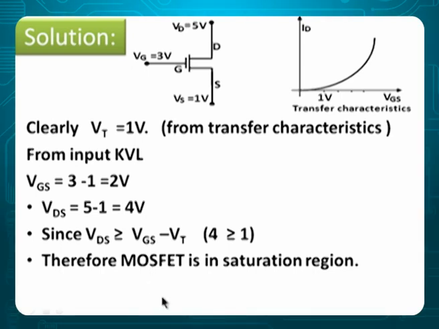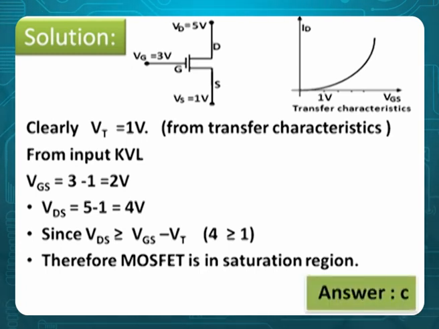Hence, if you compare, VDS is greater than VGS minus VT, that is 4 is greater than 2 minus 1, which is 1. Therefore 4 is greater than 1, therefore the MOSFET is in saturation region. The condition for saturation is VDS greater than VGS minus VT. That's the condition for us. Therefore, the option is C there. So 1 volt, saturation region.